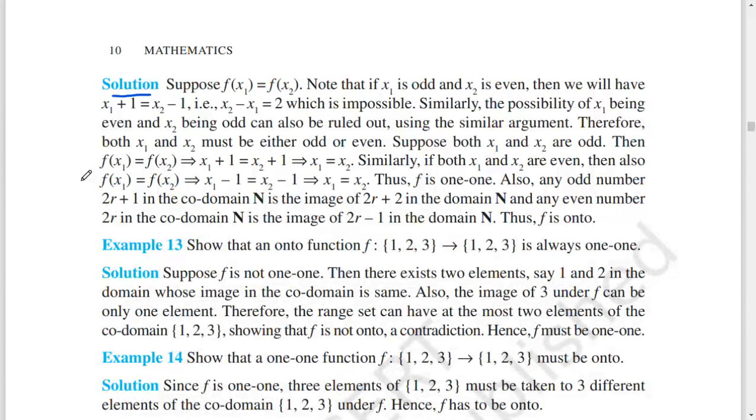Also any odd number 2r plus 1 in the codomain N is the image of 2r plus 2 in the domain N, and any even number 2r in the codomain N is the image of 2r minus 1 in the domain N. Thus f is onto.